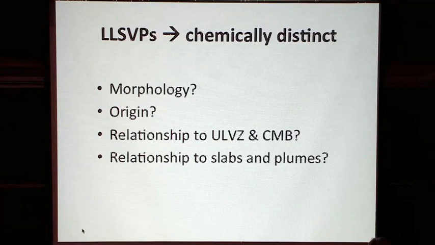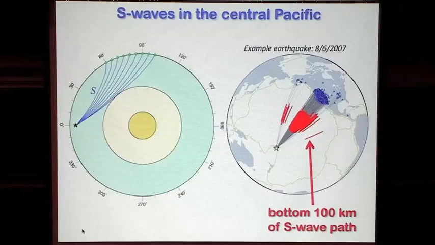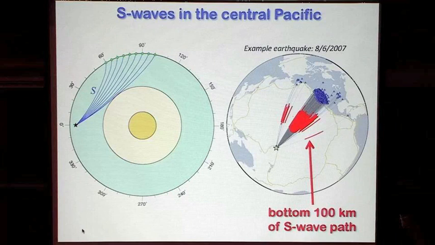So briefly, I will show you how we're hitting this problem. We're using S waves because S waves bottom higher up in the mantle. This lets us, in some spots, look in detail and ask: if I'm bottoming in the mantle hundreds of kilometers above the CMB, do I see anything interesting? For example, for this Fiji Tonga earthquake from 2007 recorded at USArray, all the stations were over here. I'm color coding the bottom 100 kilometers of the path. We're going to be looking at the northeast part of the Pacific LLSVP.